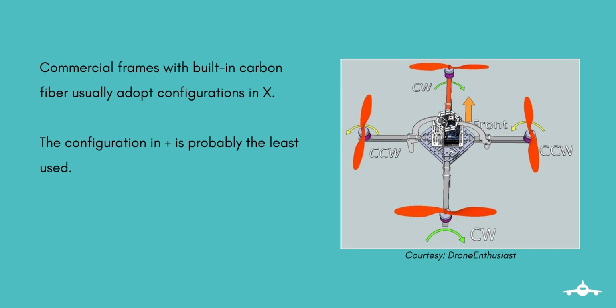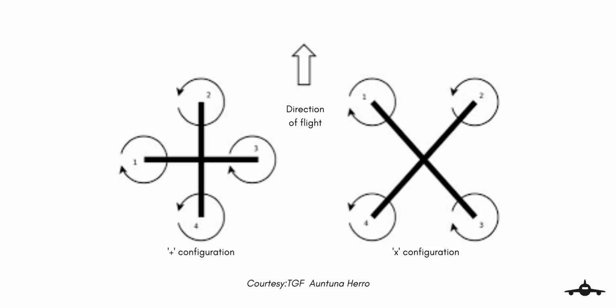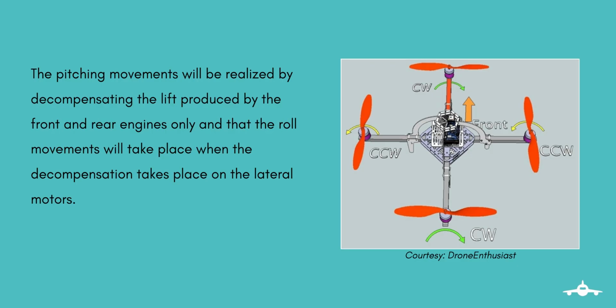The configuration in Plus is probably the least used. In this case, the frame coincides structurally with the frame in X. That is, with the frame in X, you can choose a configuration in X or in Plus, but the control and the maneuvering procedure is modified. It is enough to observe the figure in order to realize that the pitching movements will be realized by decompensating the lift produced by the front and rear engines only, and that the roll movements will take place when the decompensation takes place on the lateral motors.